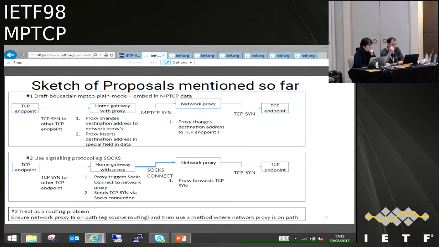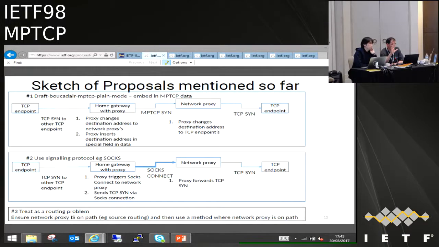There has been another class of proposal, which is basically around using a signaling protocol between the 2 proxies. So SOCKS or some variant of SOCKS has been mentioned, but you can imagine other ones as well. And there's been a third class of solution proposal, which has been to treat it as a routing problem rather than a signaling problem, and do something like source routing to ensure that the network proxy is on the path, and then use a solution that's appropriate for where the network proxy is known to be on the path.